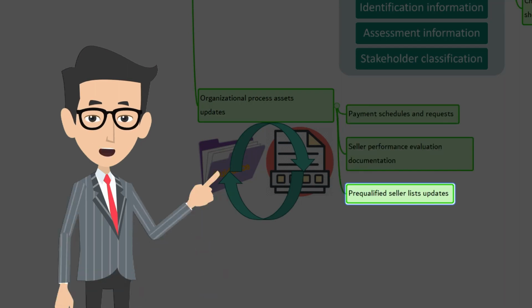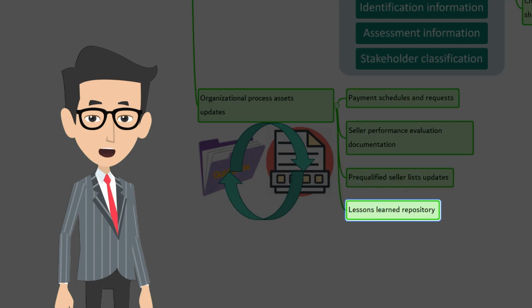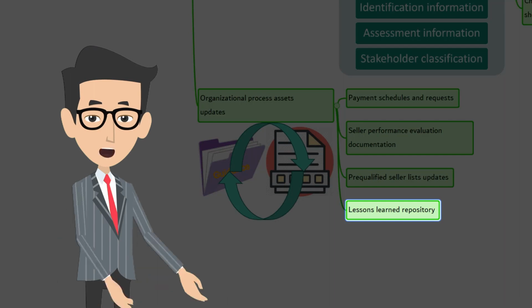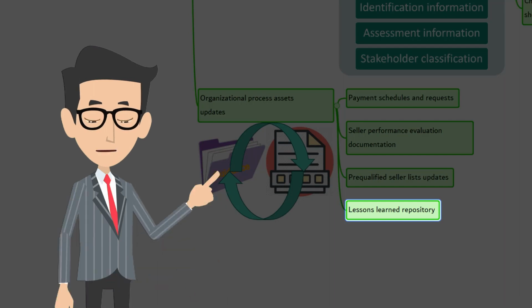Pre-qualified sellers list updates. Pre-qualified seller lists are the lists of potential sellers who are previously qualified or approved. These lists will be updated according to the procurement control process outcomes because sellers could be disqualified and removed from the list based on poor performance. Lessons learned repository. Lessons learned should be archived in the lessons learned repository to improve procurements on future projects. This includes what went right, what went wrong, and what could have been done better.